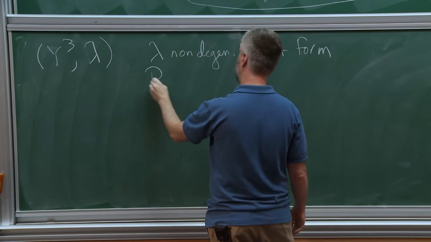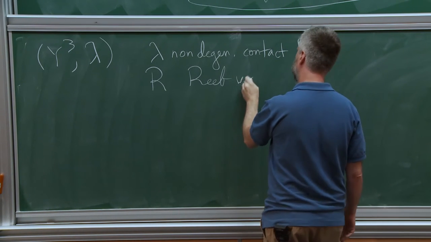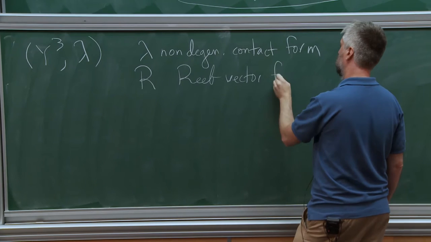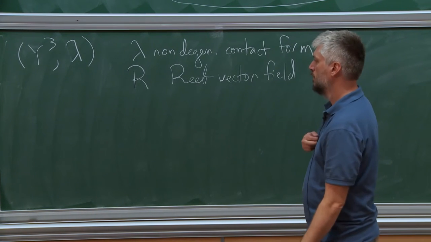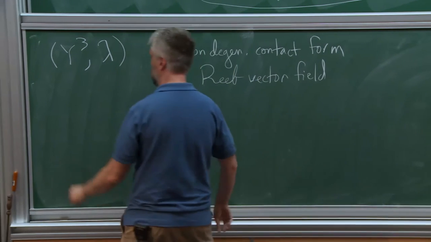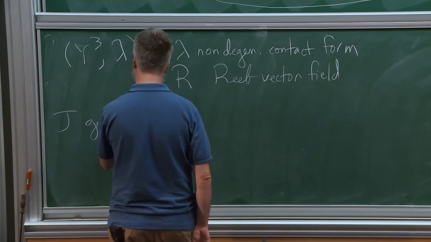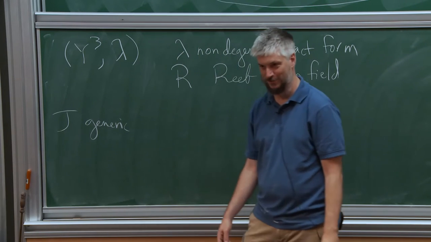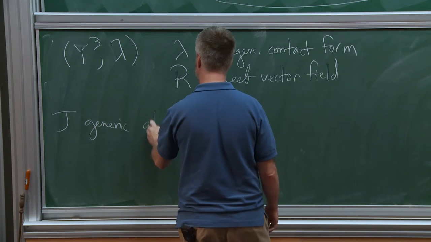R will denote the Reeb vector field. And we'll choose J to be a suitably generic almost complex structure, meaning satisfying an ever-increasing list of desired conditions.